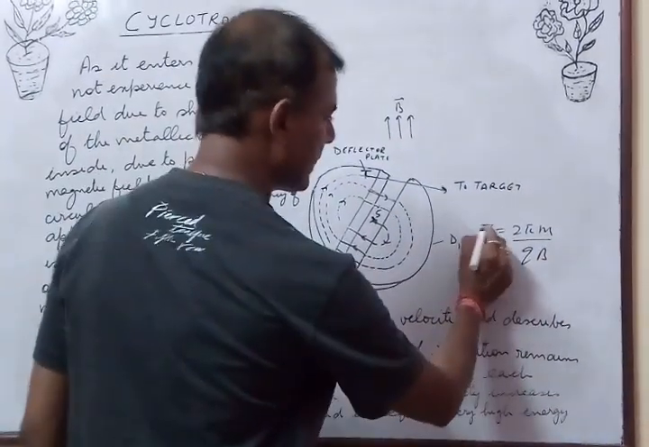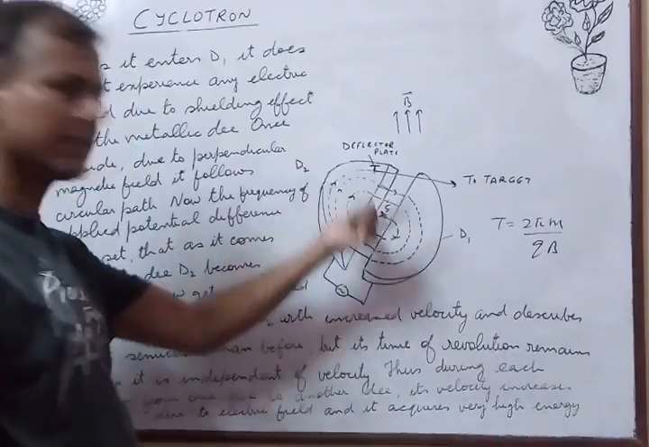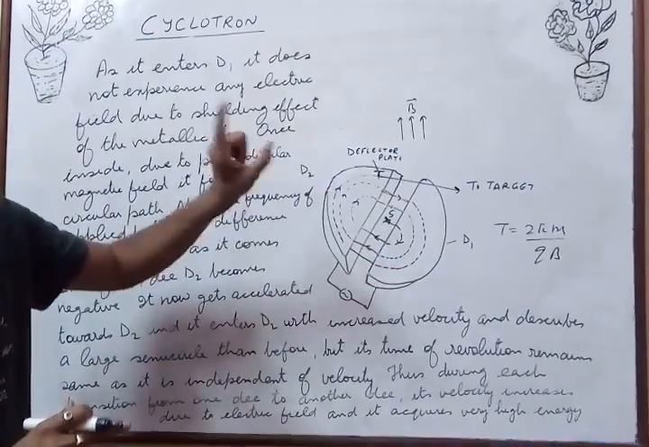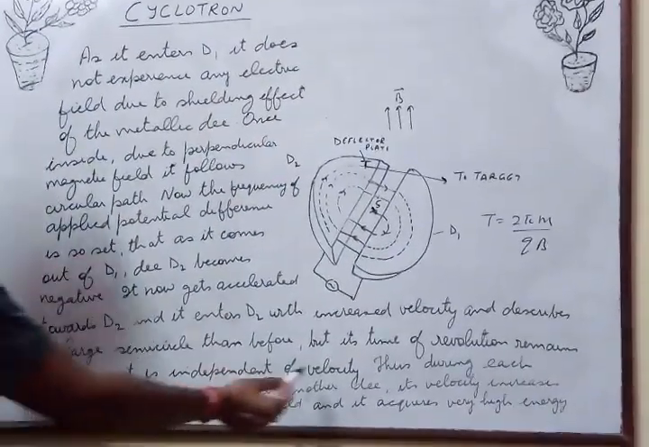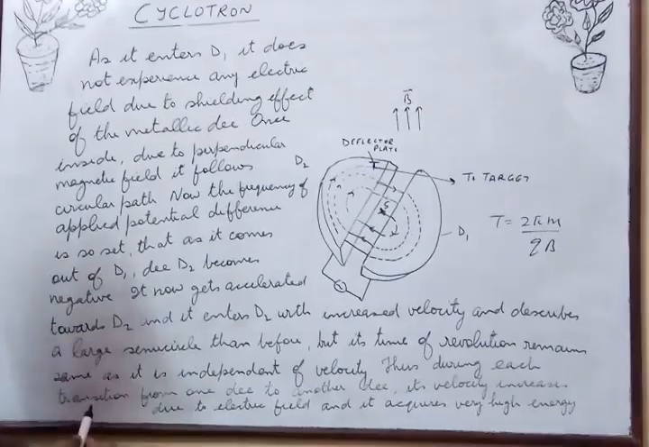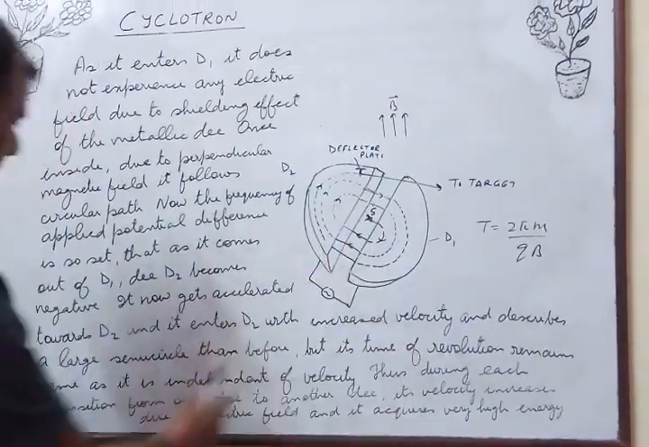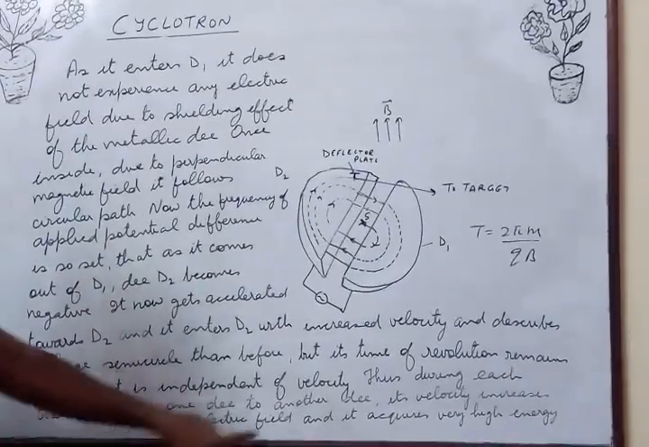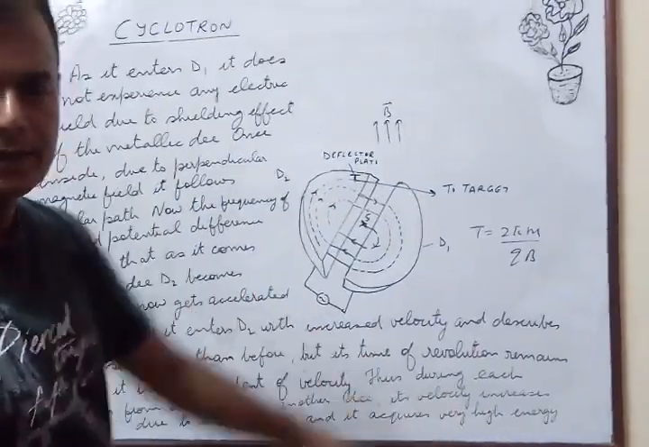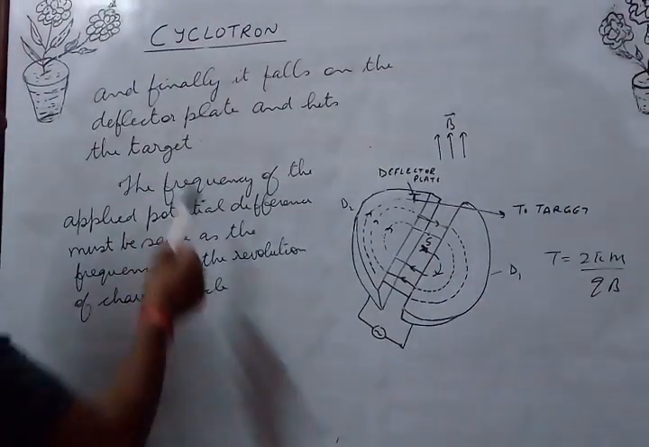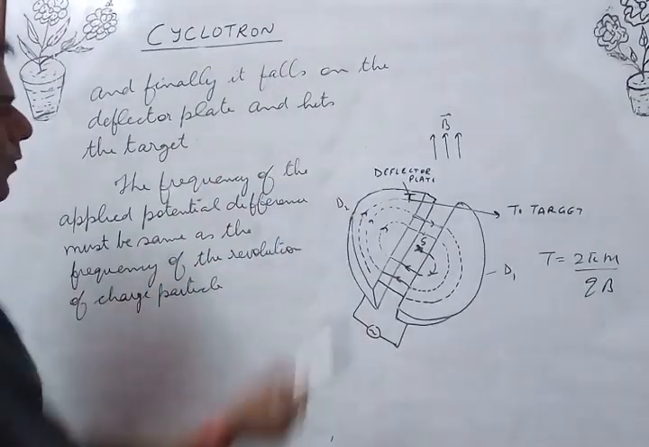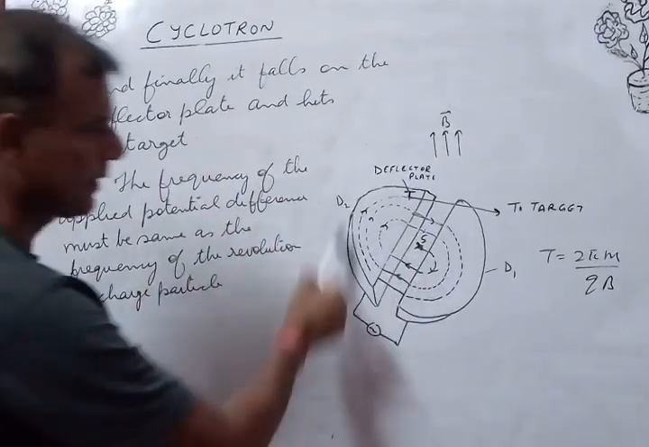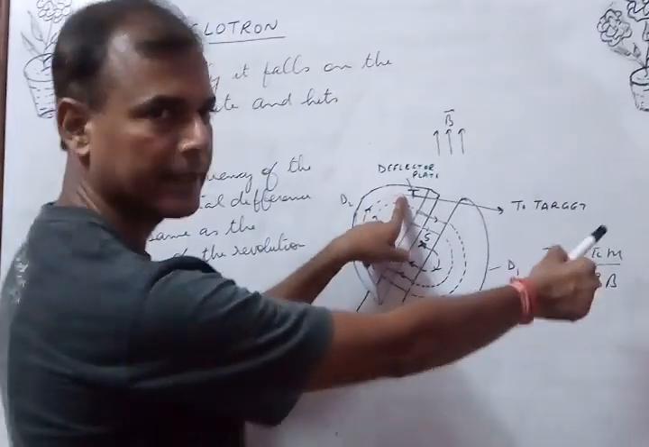The time period is independent of velocity, because when velocity is increased, the radius of the circular path also increases in the same proportion. Thus, during each transition from one D to another D, its velocity increases due to the electric field and it acquires very high energy. Finally, the charged particle falls on the deflector plate, which is here, and hits the target.